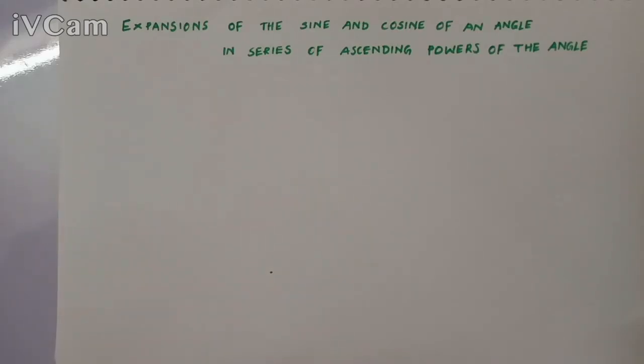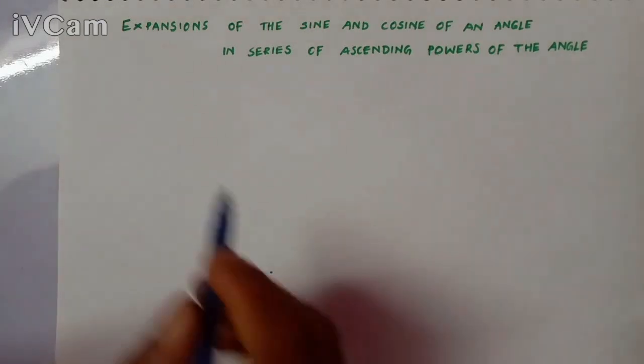Hi all. Today we need to find the expansions of the sine and cosine of an angle in a series of ascending powers of the angle. Last class we saw the expansions of sine n theta and cos n theta in terms of the powers of cos and sine. So now we need to expand cos and sine in terms of the angle.